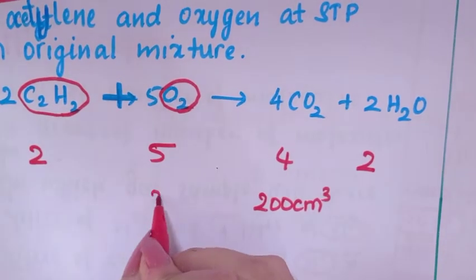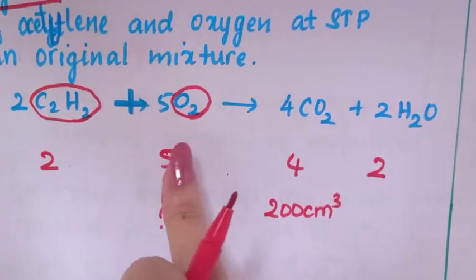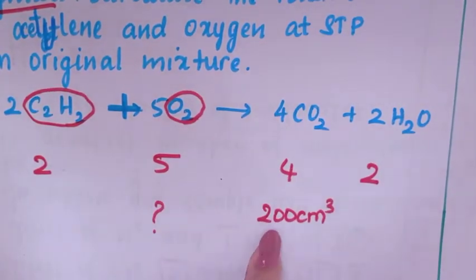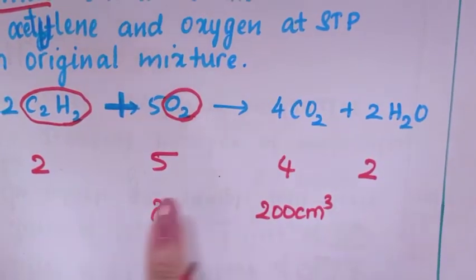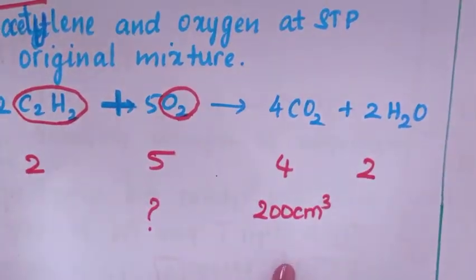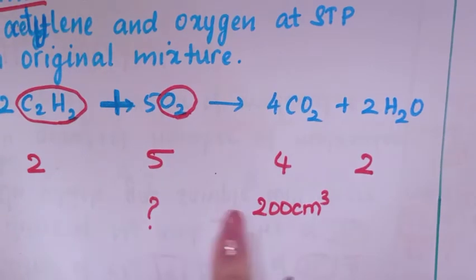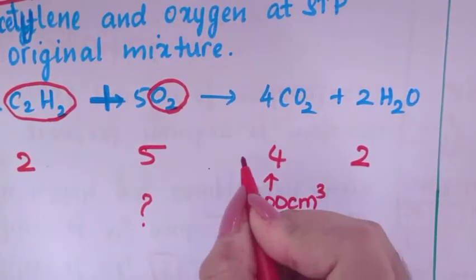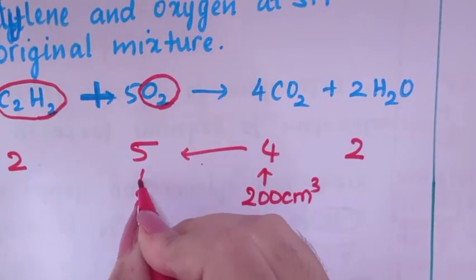What should we find? First you find oxygen, because I taught you in my previous video that what is near, you can find with the help of the given value. So what is near? Oxygen is near carbon dioxide. For carbon dioxide they have given the volume, which means you can easily find oxygen. So you bring the cycle like this.